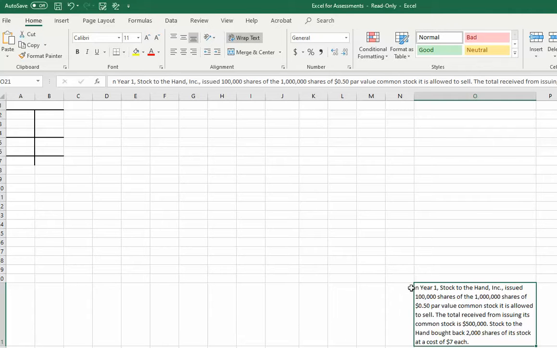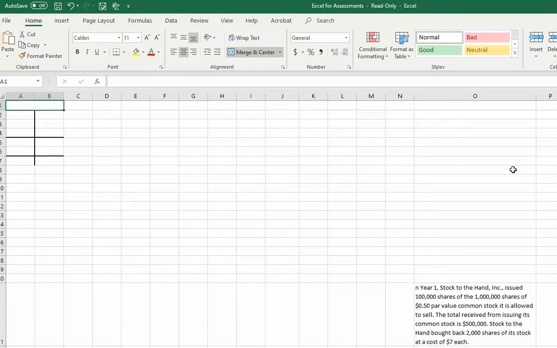So what has happened here is this company has issued 100,000 shares. That means sold. And it's allowed to sell a maximum of 1,000,000. That's the number of shares authorized. You never use the number of shares authorized in any of these calculations. So the idea of issuing stock is they get cash. The amount of cash this company received was 500,000. So they're getting 500,000 in cash.